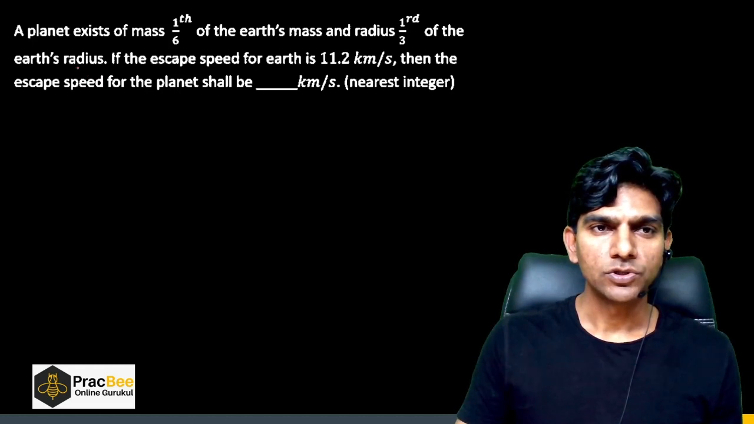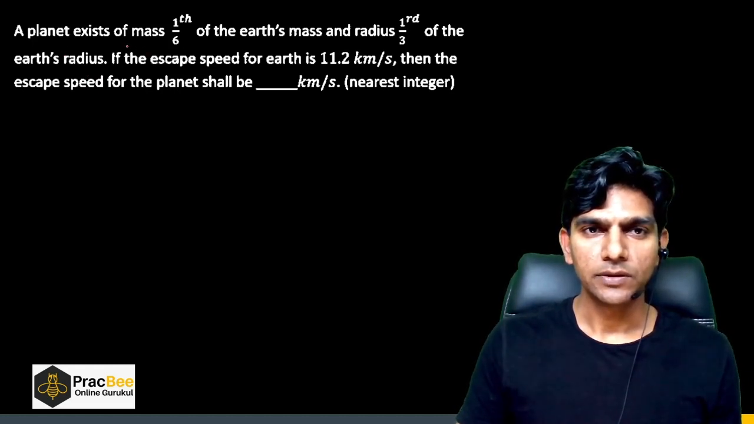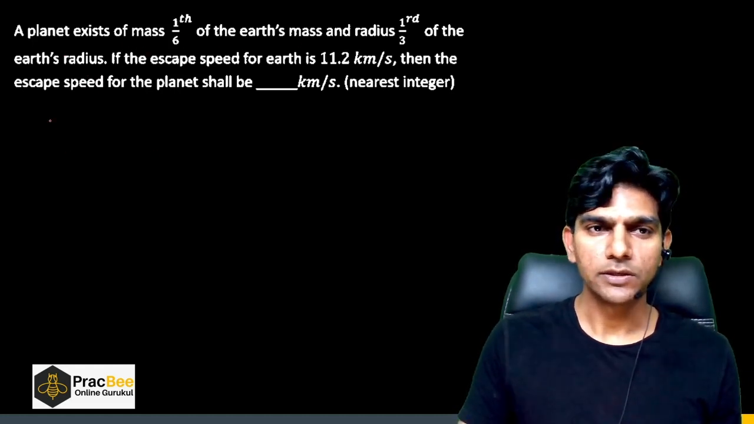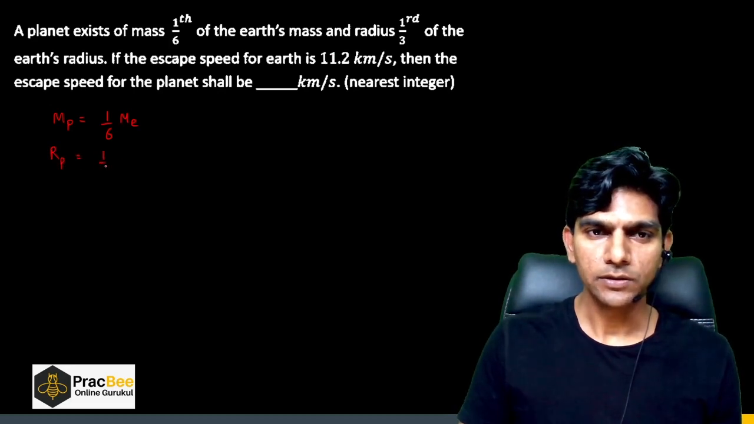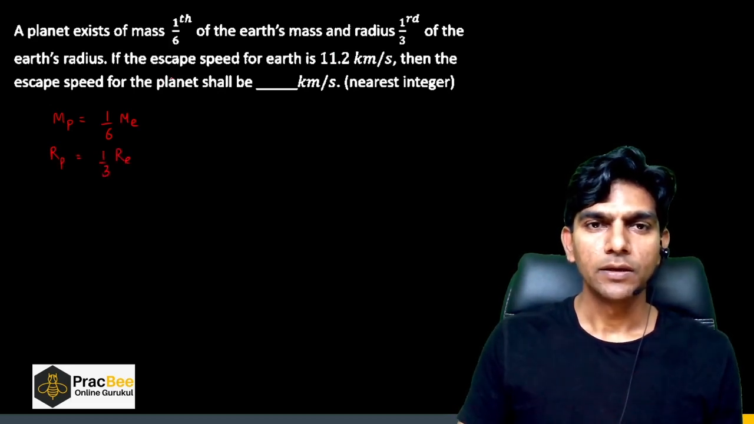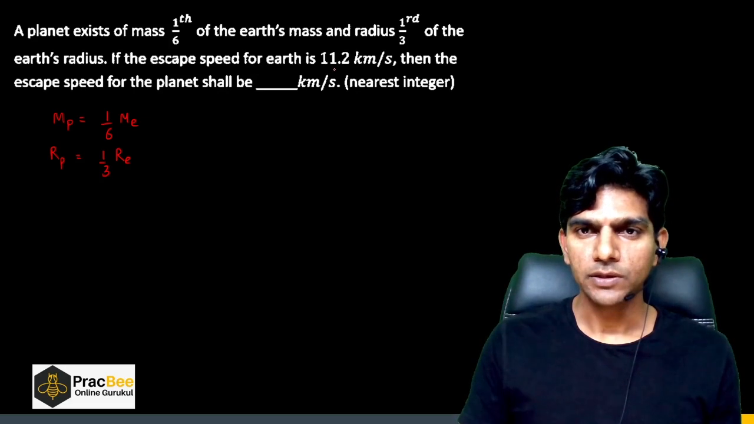Now the next question is, a planet exists of mass 1/6 of the mass of the earth. So there is a planet, and the mass of the planet is 1/6 of the mass of the earth, and the radius of the planet is 1/3 the radius of the earth. If the escape speed from earth is 11.2 kilometers per second, then find the escape speed from that planet.